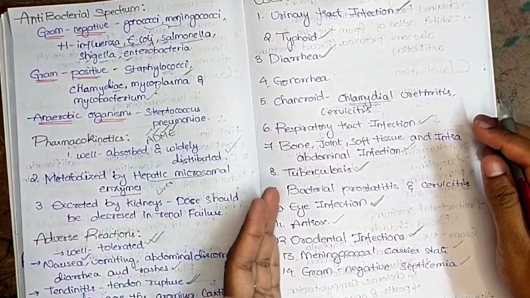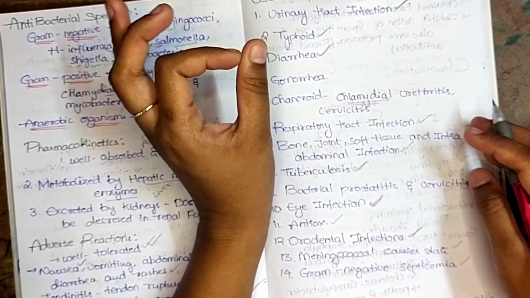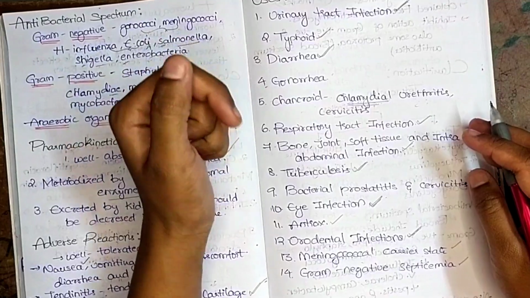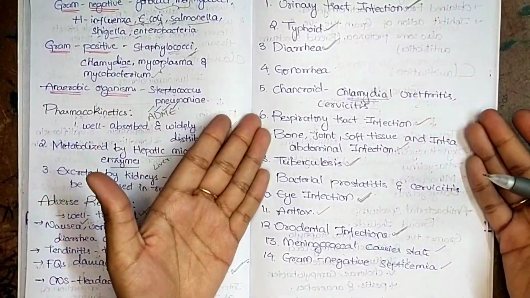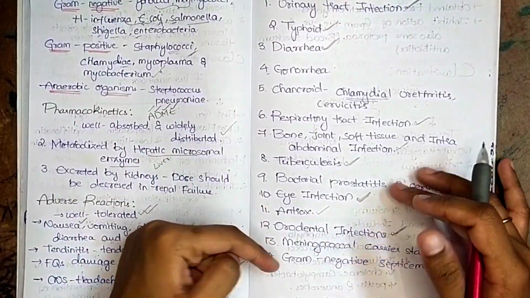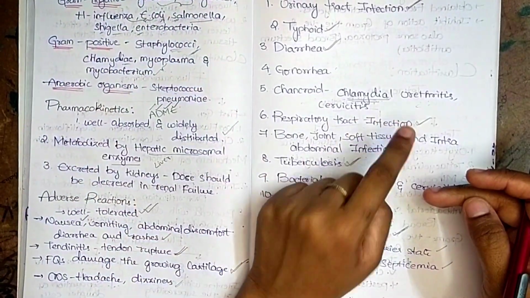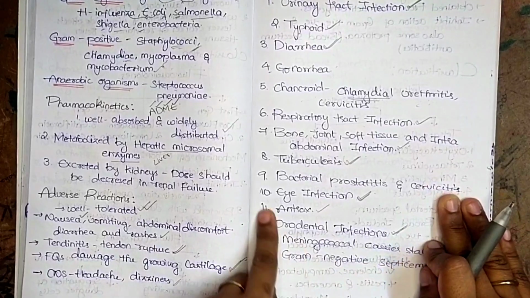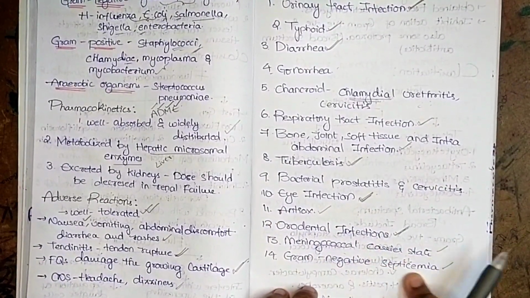So there are 14 uses, where the 5 main are urinary tract infections, typhoid, diarrhea, tuberculosis and eye infections, and respiratory tract infections. It also includes bone, joint, soft tissue and abdominal infections. So the other infections are gonorrhea, chancroid, chlamydia, urethritis and cervicitis, bacterial prostatitis, and then anthrax, orodental infections, meningococcal carrier state and gram-negative septicemia.